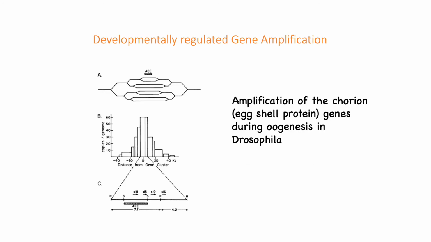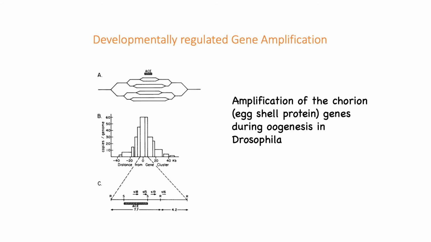Now there are a number of examples of gene amplification during development, and this is one example, again in the fruit fly, Drosophila, and this is a region of the chromosome that codes for eggshell proteins or chorion proteins. Insect egg shells are made up of protein, unlike chicken eggs, which are made of calcium. And so at a late stage in the development of a fly egg, a lot of this chorion protein has to be produced in a short time.